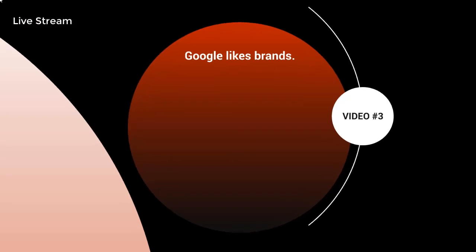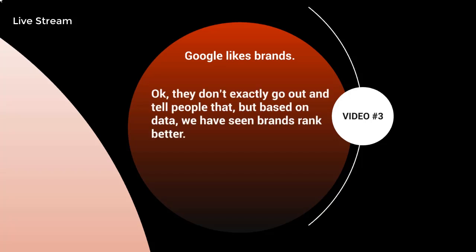Now, we don't know exactly whether this is true or not, but based on the data that we have seen, and based on the data that has worked not only for us but for many others, Google likes brands. Now, it's not necessarily that they particularly like brands because brands make a lot of money or anything like that, but what we've realized are certain variables that make a brand stand out. They don't exactly go out and tell people that they like brands, but based on the data that we've seen, we have seen brands rank better.